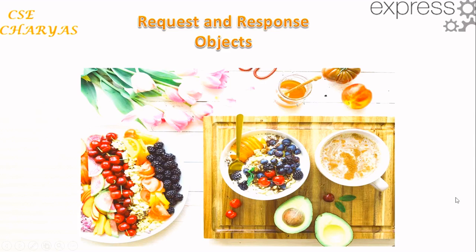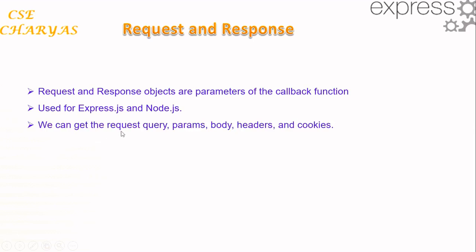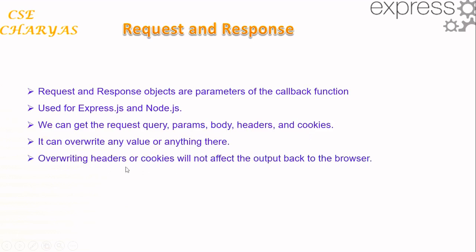In this lecture, we'll discuss the request object. First of all, we'll see what request and response objects are. Request and response objects are parameters of the callback function, used in express.js and node.js. We can get the request query, parameters, body, headers and cookies. It can override any value there. Overriding headers and cookies will not affect the output back to the browser.